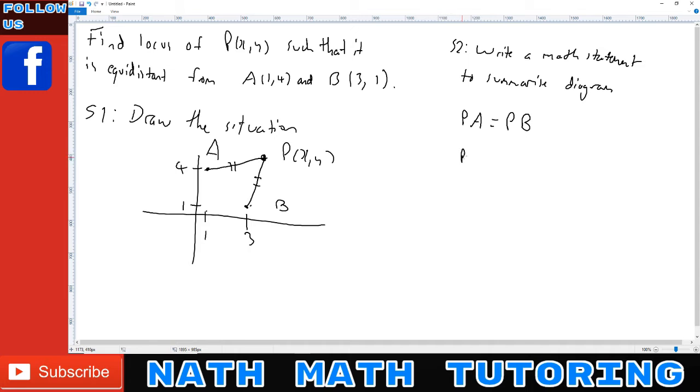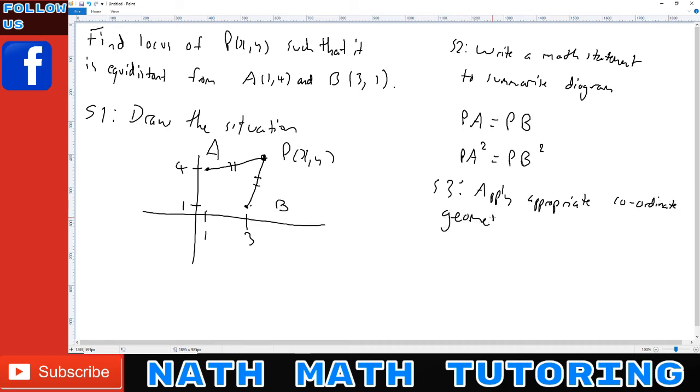And what I like to do with distances is square them. So I square both sides because that means I won't need to use a square root, which is part of step 3. So by writing down step 2 properly, you have the mathematical statement you need to get the locus. You just apply the appropriate coordinate geometry formula.